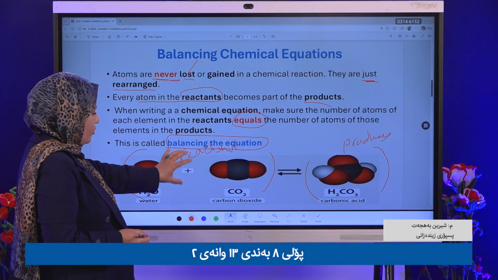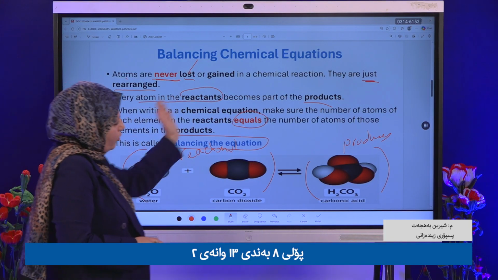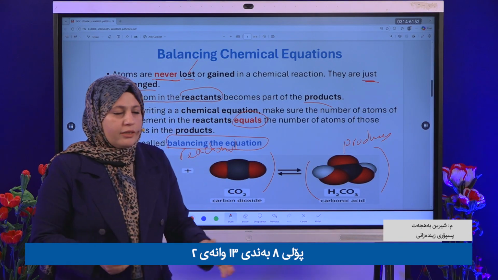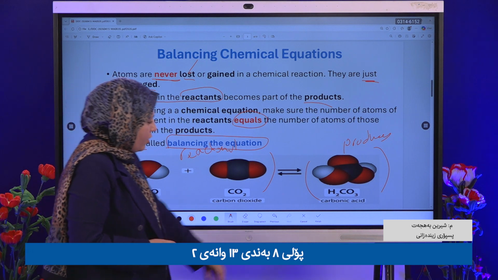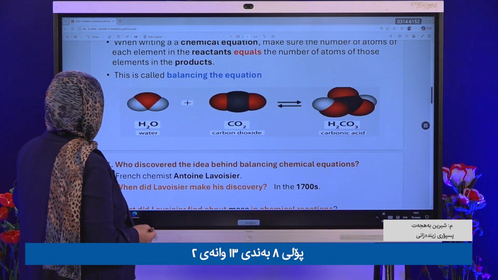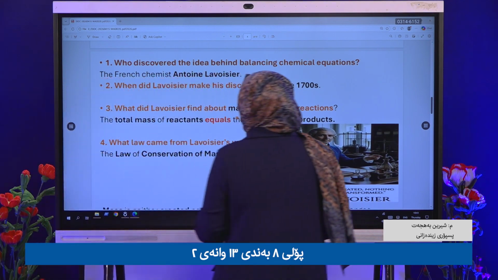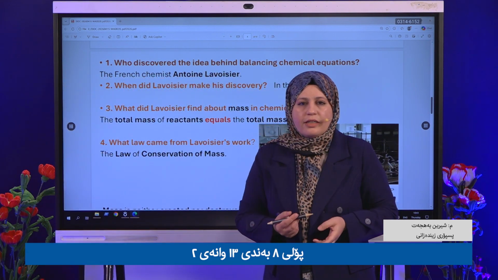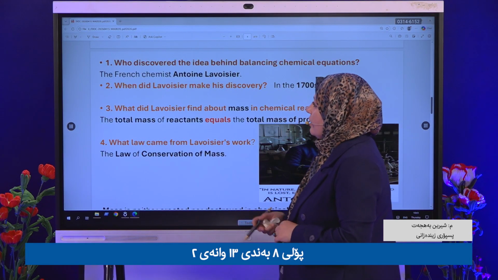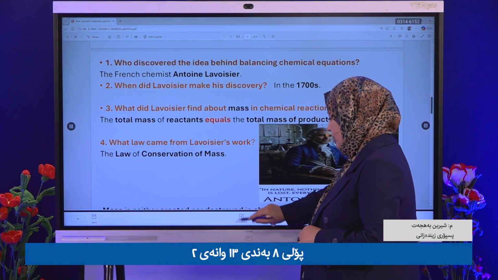So the number of atoms in the reactant should be equal to the product. Clear? This is called balancing the equation. Let's learn how to balance an equation. Before that, let's know who discovered this idea. Which scientist discovered the idea behind balancing chemical equations? This is important. Be careful.